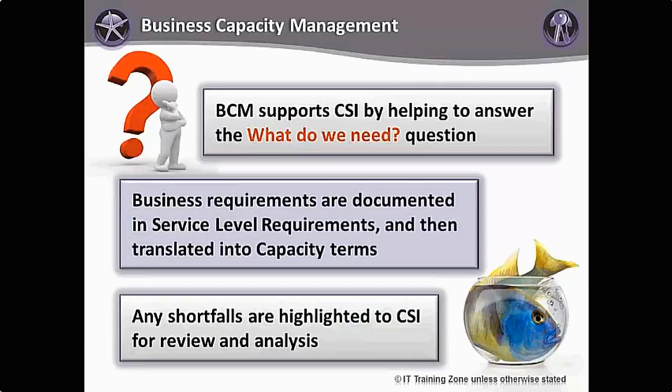Business capacity management supports continual service improvement by helping it to answer the "what do we need" question. Business requirements are understood by looking at the service level requirements for a service and then translated into capacity terms. Any potential shortfall can be highlighted to continual service improvement for review and analysis.